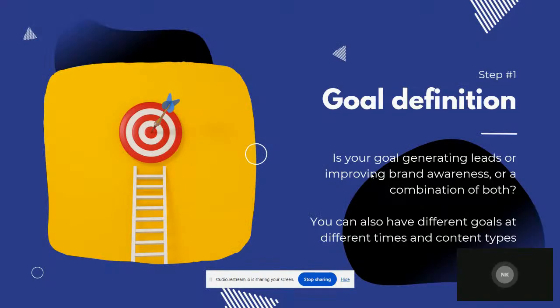Goal definition, I don't think I have to explain this a lot, but broadly speaking, B2B businesses, when it comes to content distribution, have two goals. One is improving brand awareness and visibility, second is generating leads or pipeline. You could have either of these as your content distribution goals, or you could have both. Most B2B businesses have improving brand awareness and visibility as the starting goal, and then as they mature, they also have generating leads or pipeline as another key goal.